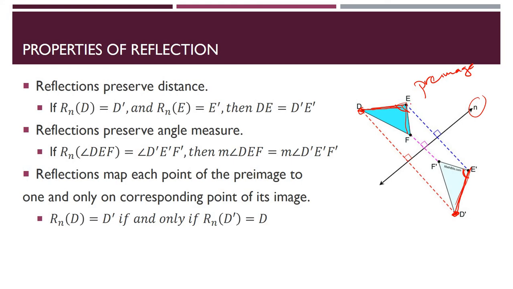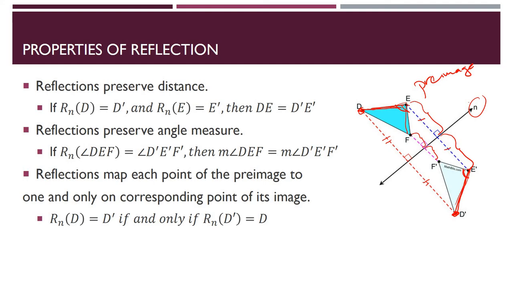And you notice that the distance from E to E prime is separated by line N as a perpendicular bisector. In other words, this distance is the same as this distance. This distance equals this distance. I guess I could do it this way, right? And this distance equals this distance. N is the perpendicular bisector between our points.